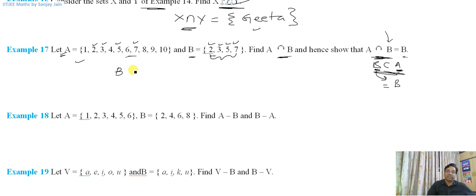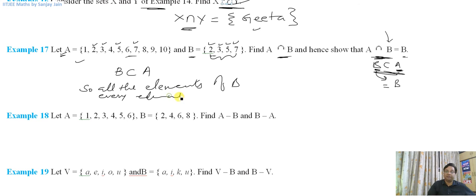Now what I mean to say is B is a subset of A. So all the elements of B, or you can say every element of B, is present in A. So when I want the common elements, the answer will be B itself.